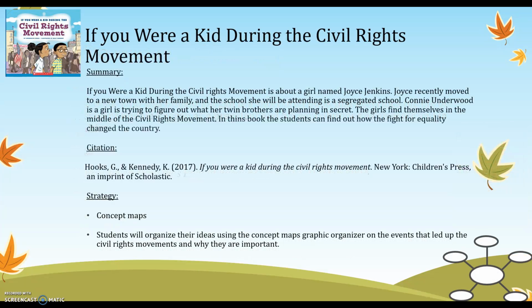And lastly, we have If You Were a Kid During the Civil Rights Movement, which is about a girl named Joyce Jenkins who is attending a segregated school, and her and a friend find themselves in the middle of the civil rights movement. For this, I would use concept maps and have students organize their ideas using this graphic organizer on the events that led up to the civil rights movement and why they are so important.